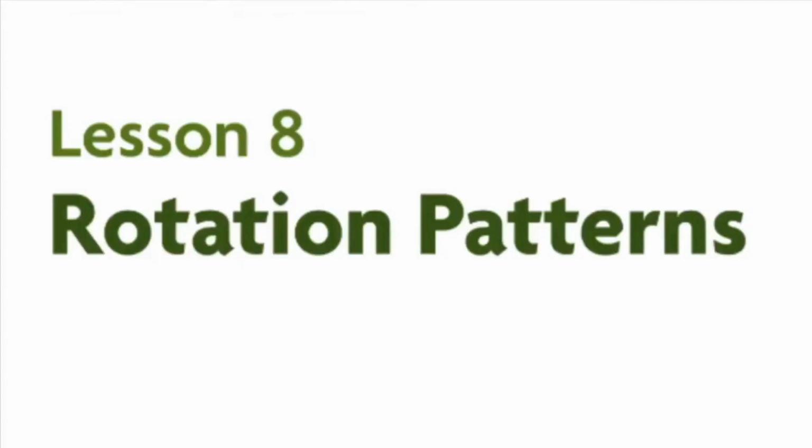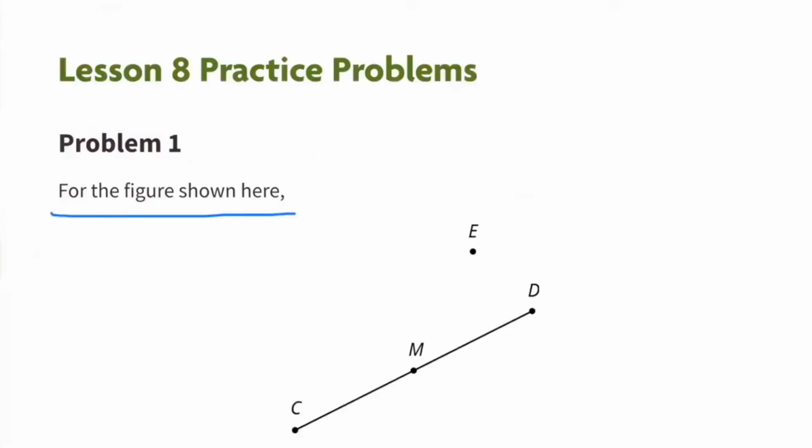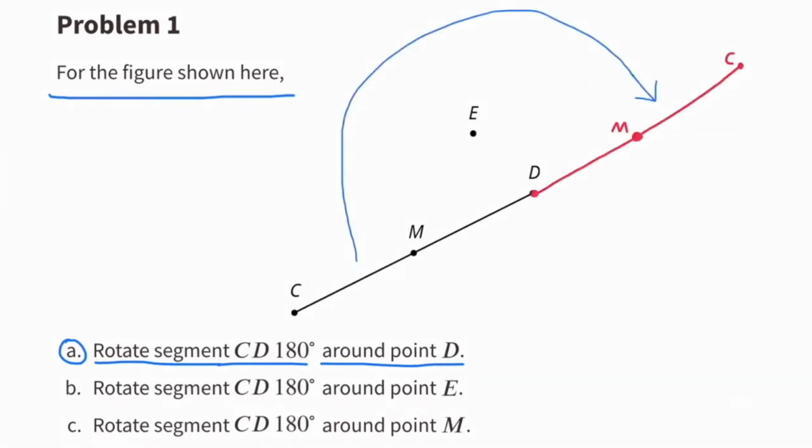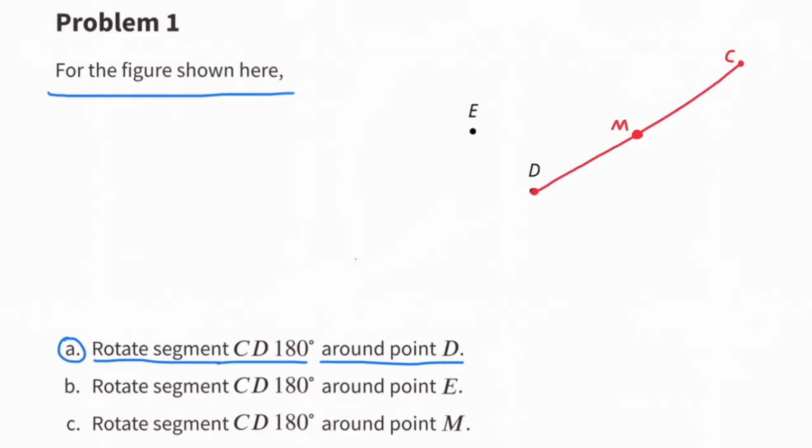8th grade, Unit 1, Lesson 8, Rotation Patterns. Number 1. For the figure shown here, A. Rotate segment CD 180 degrees around point D. With point D as the center, rotate segment CD around point D. The segment is attached at point D and is an extension of segment CD.